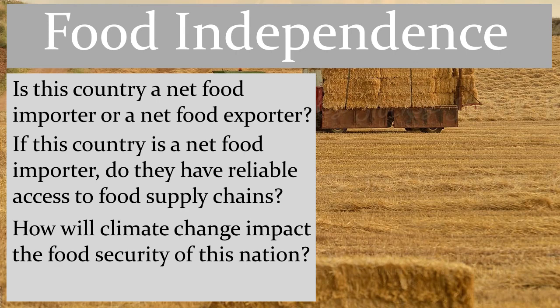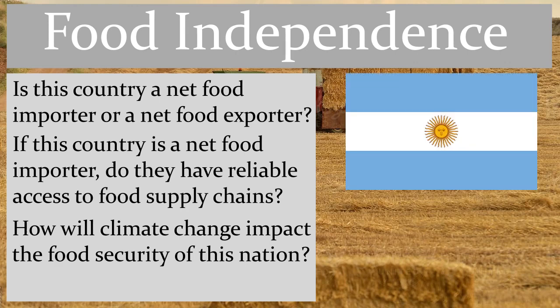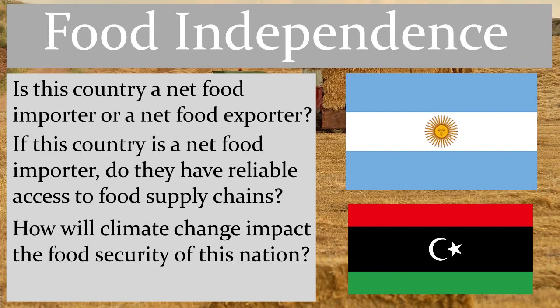These are the questions for food independence. An example of an A-tier nation in this category is Argentina, since they are a net food exporter. An example of an F-tier nation in this category is Libya, since they import more than half of their food.